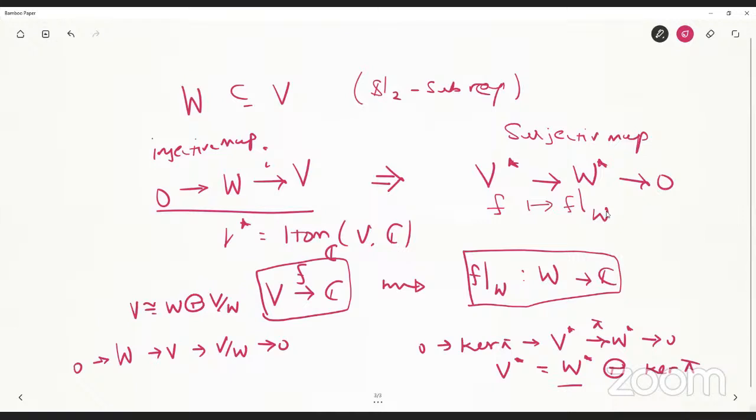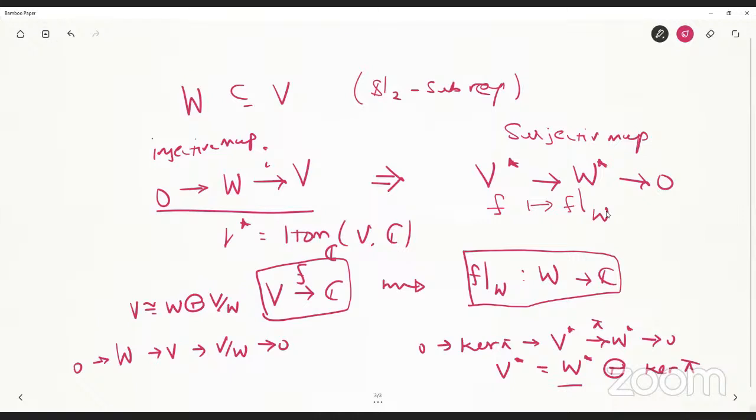So that just follows from the fact that any basis of W can be extended to a basis of V. That means any linear map from W to C indeed comes from some linear map from V to C. So that is the meaning of this being surjective. If you just think about it, it's one simple exercise.